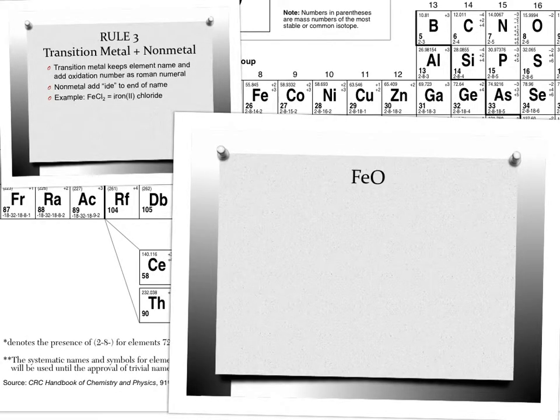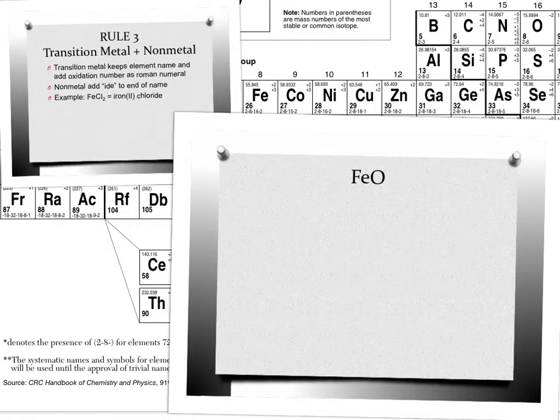So let's take a look at rule number 3. This is between transition metal and non-metal. And transition metal, reminder, is group 3 to group 12. In the transition metal, we keep the same element name, but we use the oxidation number as the Roman numeral. For the non-metal, we still keep the roots and we add IDE. So let's take an example of FeO.